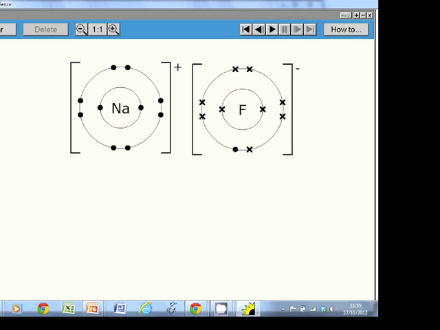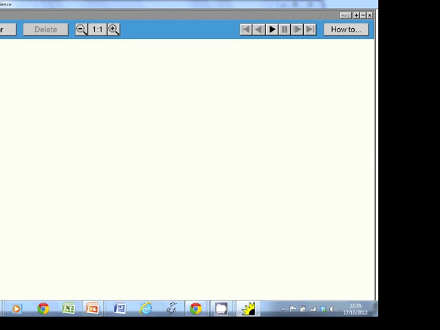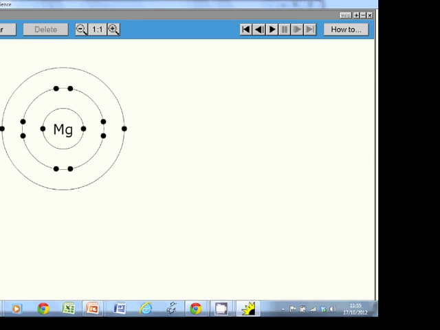So here we have sodium fluoride, another ionic compound. Notice it's between a metal and a non-metal. Let's try a different one again. Let's try an element from group 2. Let's try magnesium.